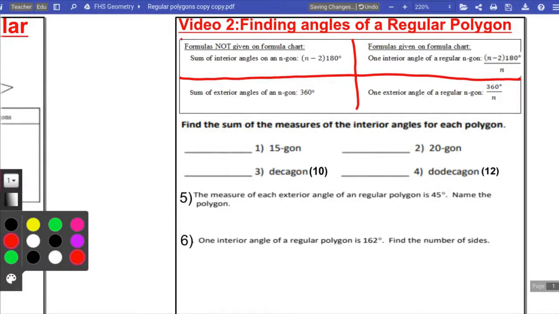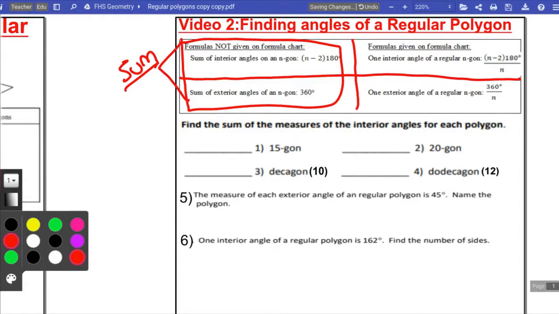On the left side, we will have the formulas for the sum. If you're looking for the sum of the interior angles, we will have to use this formula right here. If you're looking for the sum of the exterior angles, we'll use this formula. Well, it always will be 360. So really, the sum of the interior is what we're going to have to do the work on. If they ask you for the sum of the exterior, it'll always be 360.